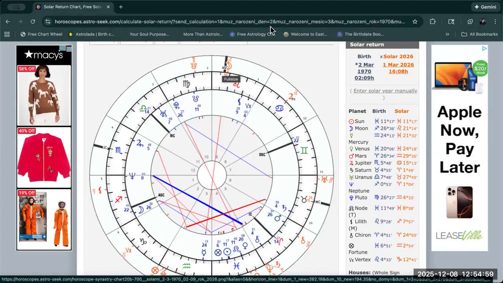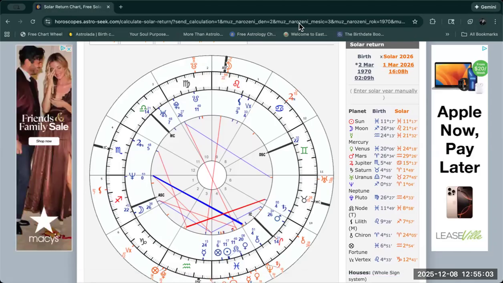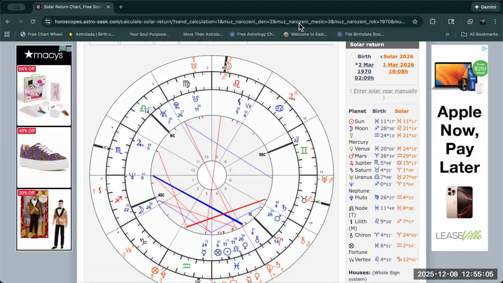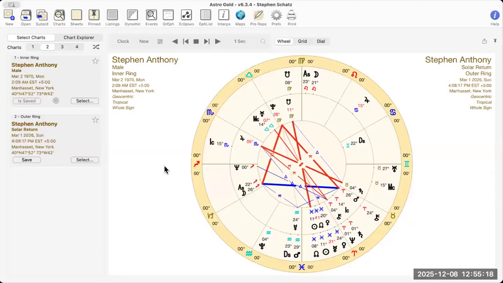I'm going to share with you what that looks like next, just the solar return chart alone. I'm going to share that using my Astro Gold software. It's much easier to change so you can see my chart.